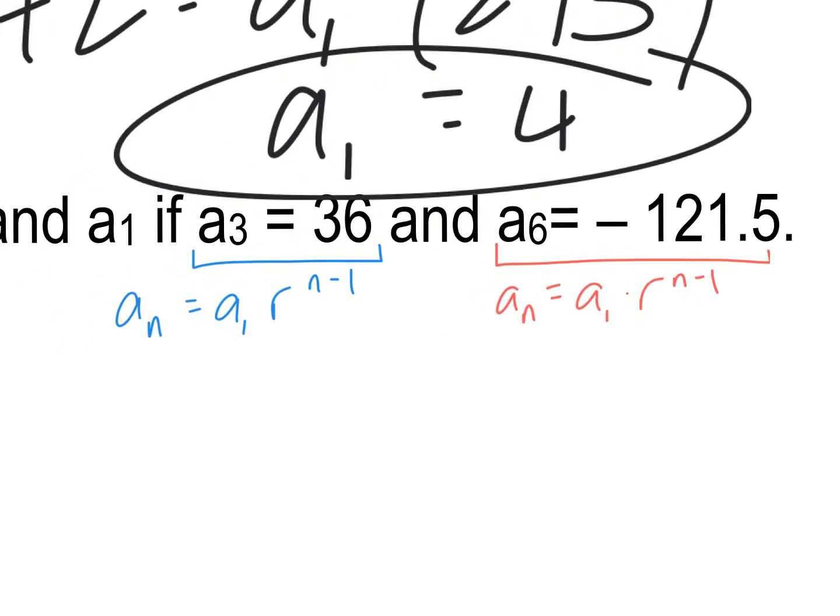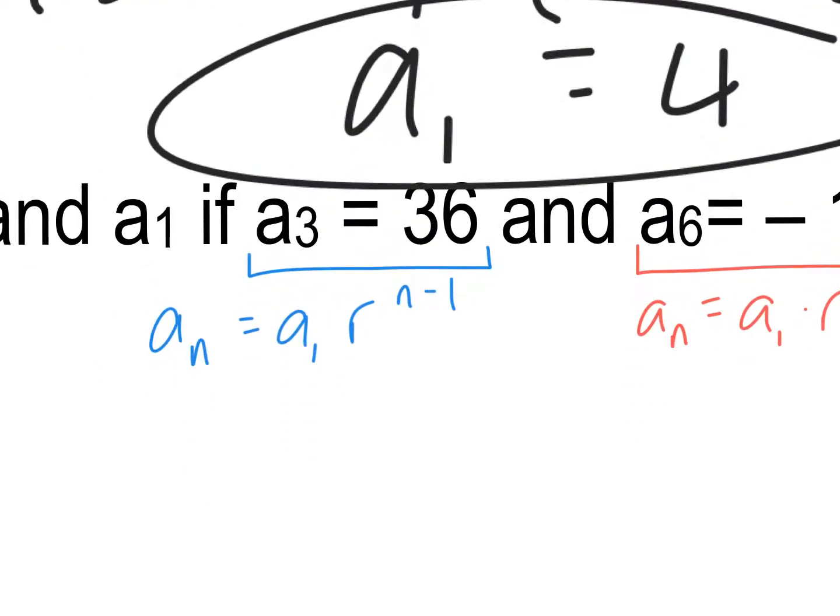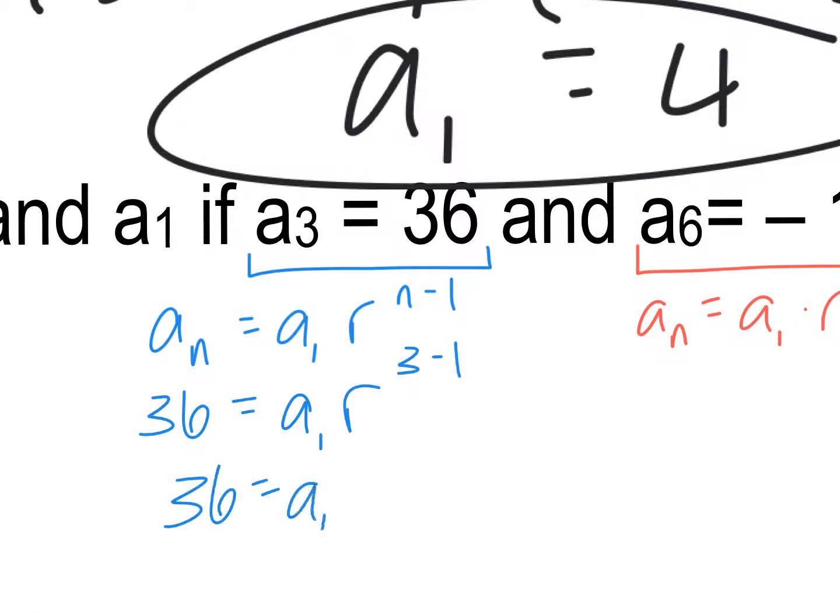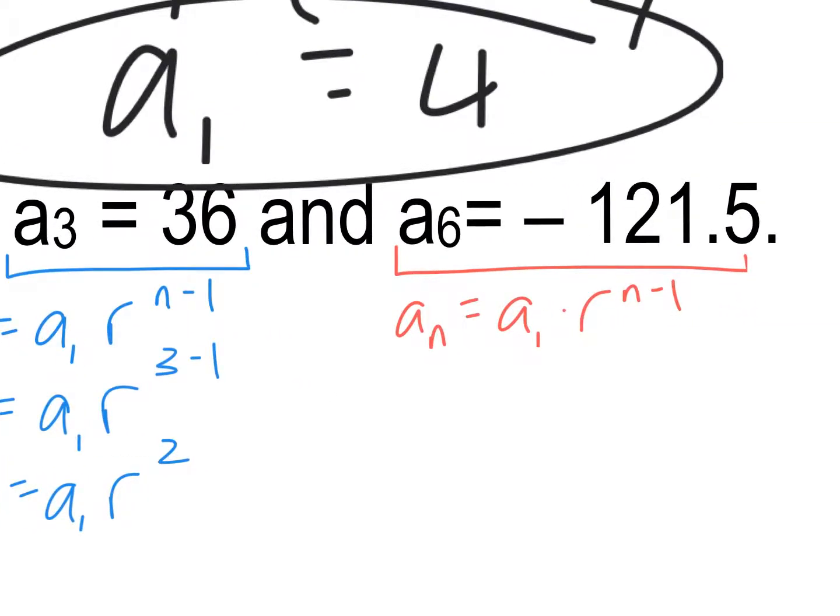Okay, so plug in all of your numbers that you know. So a3 is 36. That means that my third term is 36. Don't know what a1 is or r is, but I know that n is 3 minus 1. So 36 equals a sub 1 r squared. That's my first equation. I'm going to do a substitution or elimination thing when I have two variables. Let's work with this side also. Negative 121.5. I don't know what a1 is. I don't know what r is, but in this case the n is 6. So I get r to the 5th.